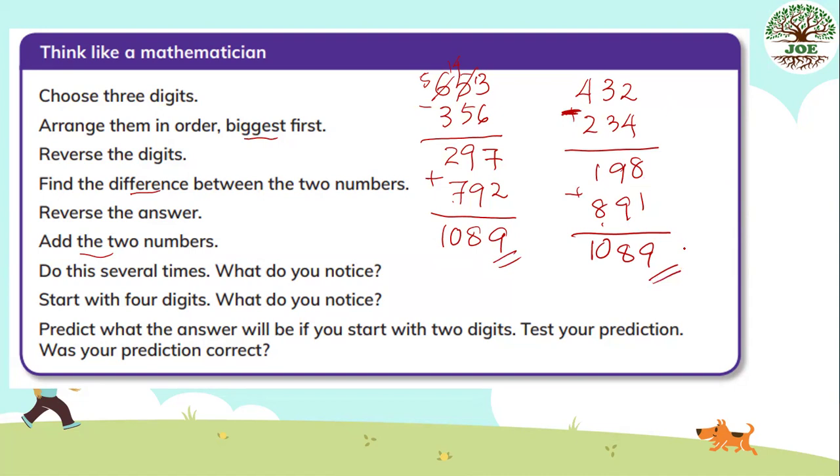Okay, please check yourself with another 3 digits and another 4 digits the same way. What do you notice? Okay, please do this now. Predict what the answer will be if you start with 2 digits. Test your prediction. Was your prediction correct? Okay, please try yourself.